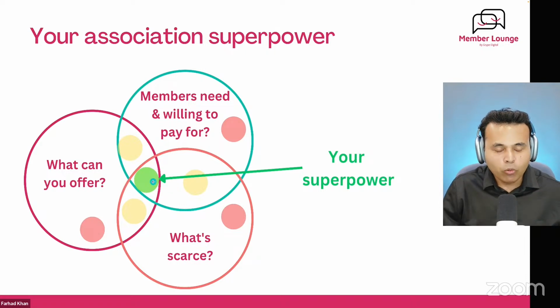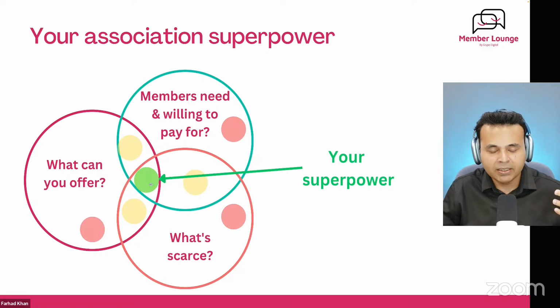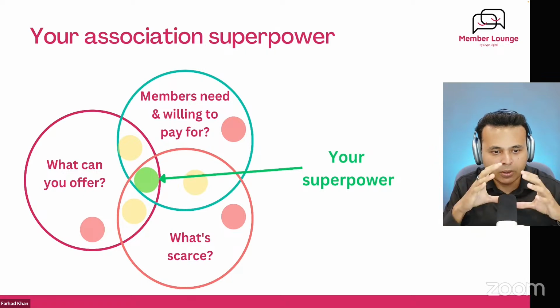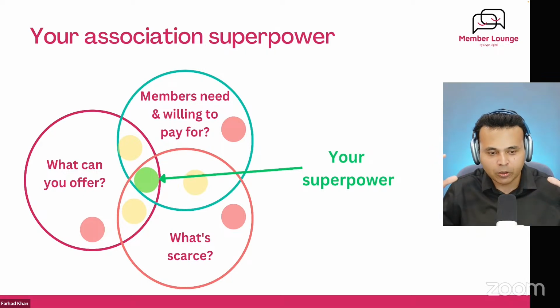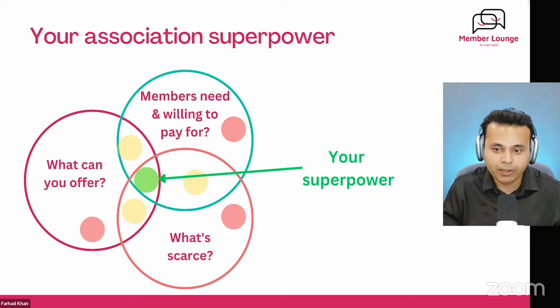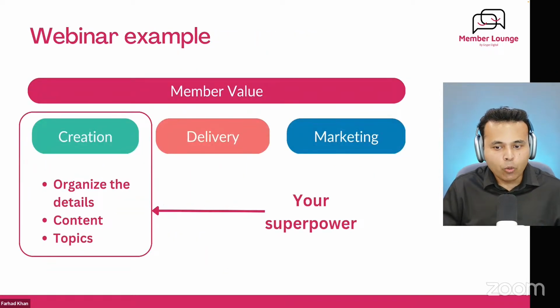So over time, what you should do is take an inventory of all your services and benefits and slowly converge everything into the dead center of your superpower, right? You need to bring everything into the dead center, and that's when you'll get the highest traction with your audience.